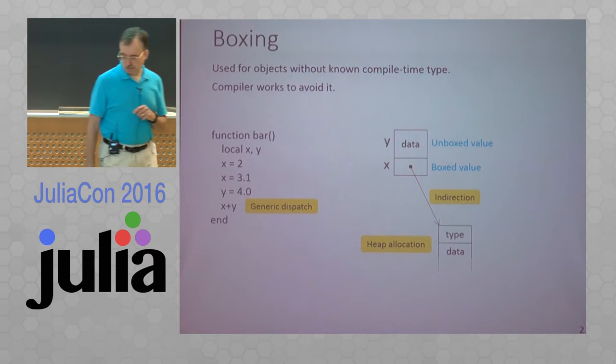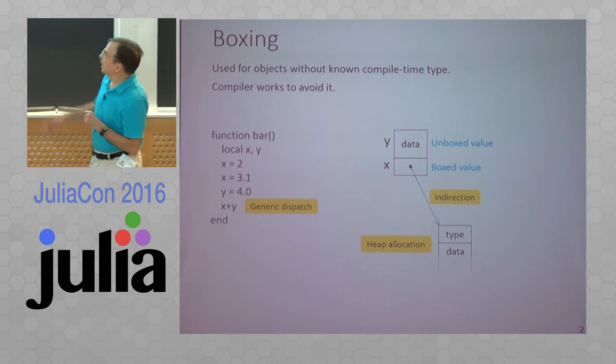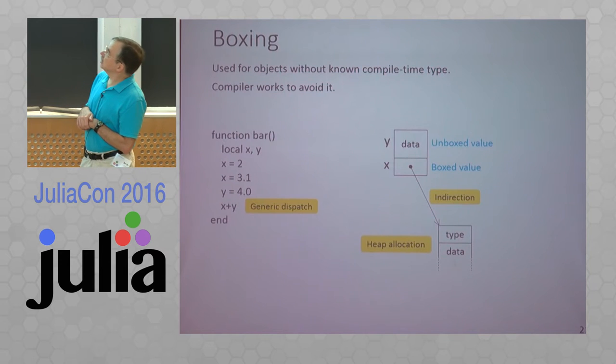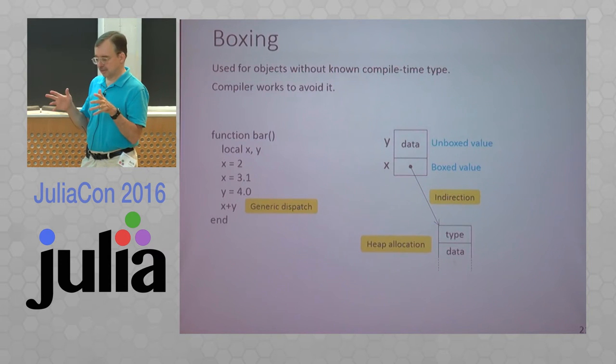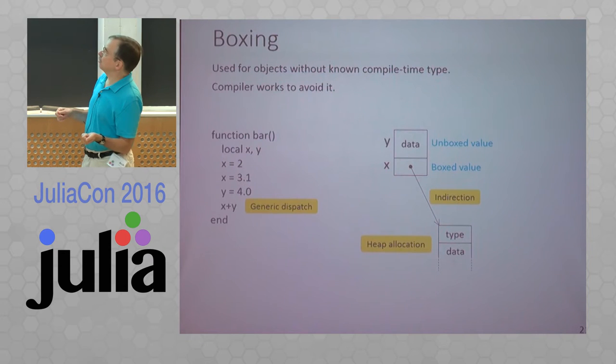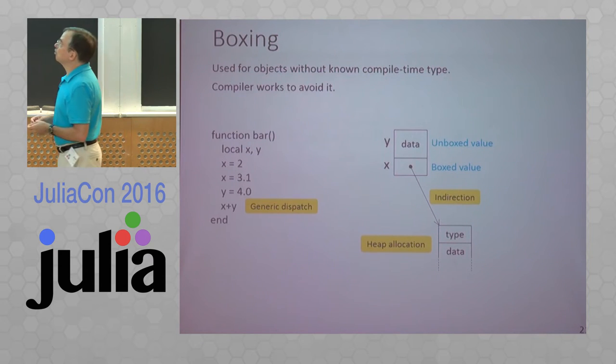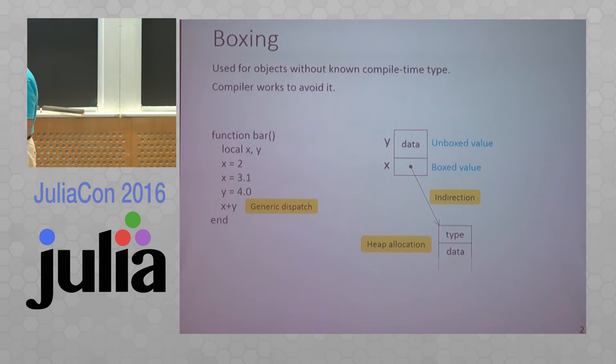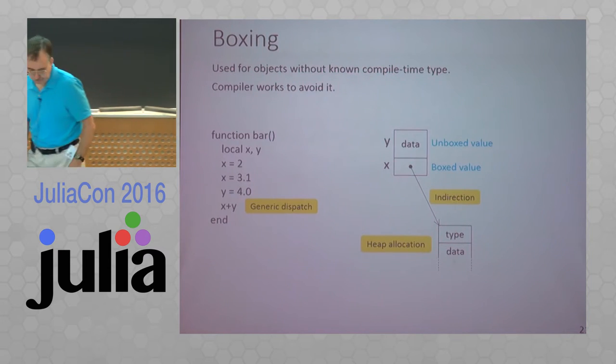And finally, there's another penalty: when I add x and y, because x is in a box, the compiler doesn't know the type of x. So when it goes to execute the addition, it's not sure what kind of addition it's doing. It might be integer plus integer, or float plus integer, or say float plus float. So it has to go through a lookup table of various ways to add things and pick out the right one.